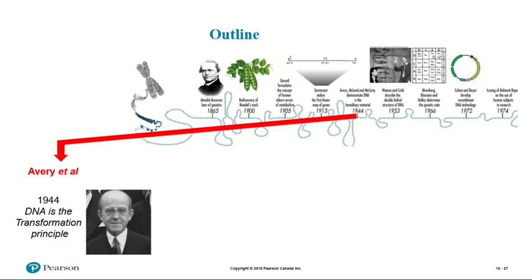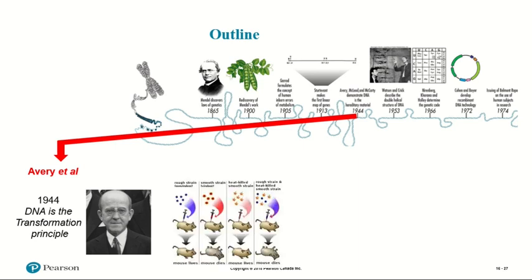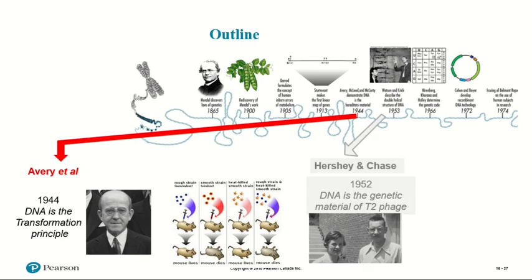In the next section, we will talk about Avery and his colleagues, who in 1944 found that DNA is the transformation principle. Again, using a similar experiment, they used enzymes that allowed them to find that DNA, not proteins or RNA, is the transformation principle.